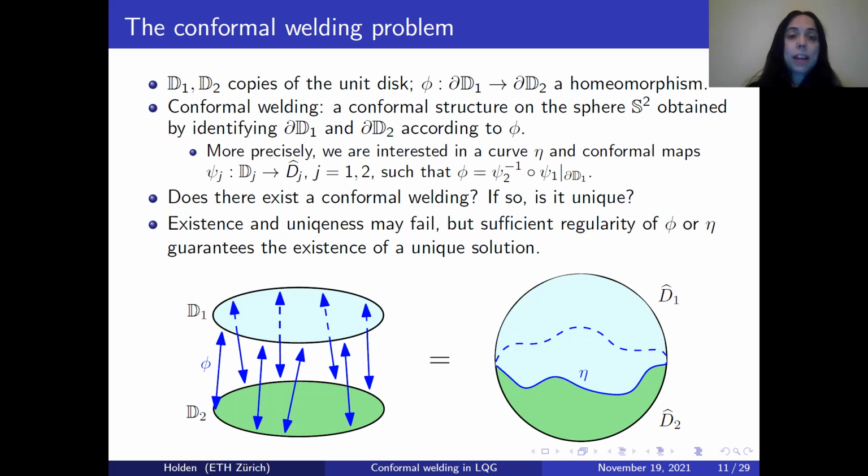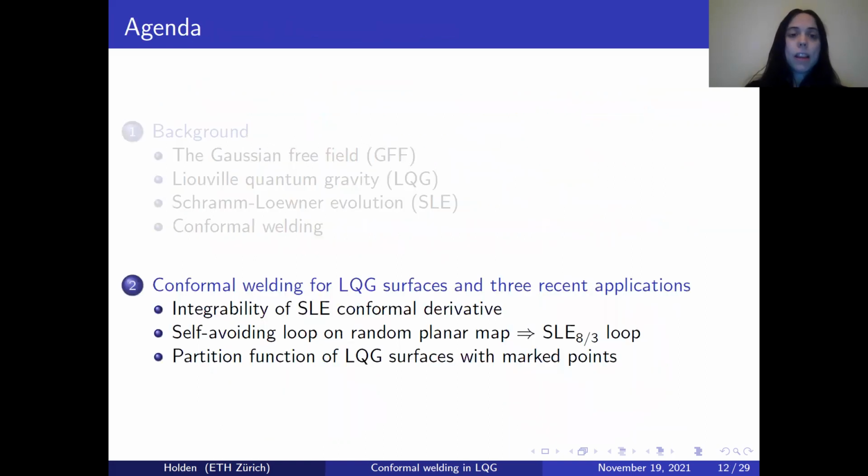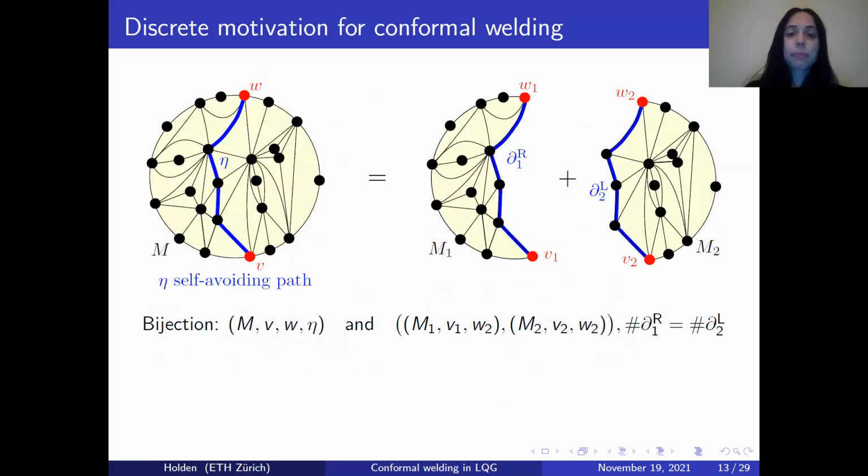Conformal welding is a classical and hard problem in analysis, and in general, both existence and uniqueness of conformal welding may fail. But if one has sufficient regularity of either phi or eta, then one can, in certain cases, guarantee the existence of a unique solution. So in this talk, we are interested in conformal welding in the setting of LQG surfaces. And I will start by giving some discrete motivation in the setting of planar maps.